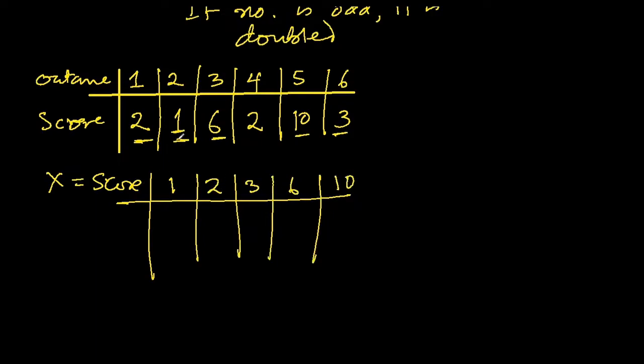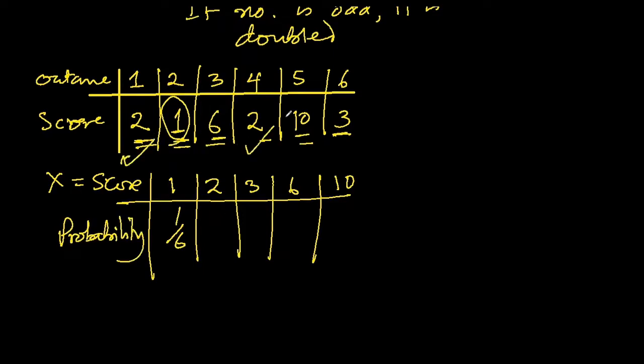Now, how many times are we getting 1? 1, right? Out of how many? 1, 2, 3, 4, 5, 6. Probability of getting a score of 1 is 1/6. Getting a 2 happens twice, here and here. So it will be 2/6, which is 1/3. The probability will be 1/3.